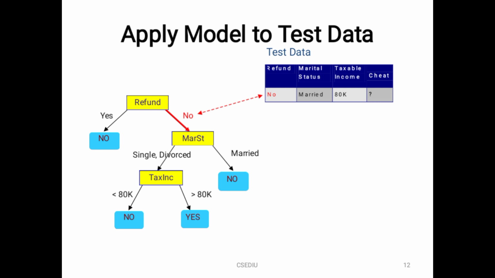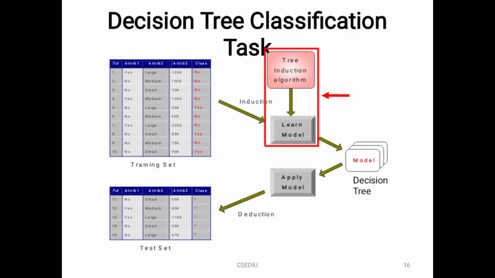Here also, refund is no, and that's testing data. Then marital status is also testing data. Then married, then assign cheat to no. No means it's a leaf, it comes under the leaf node. Decision tree classification task: again training data, then the tree induction algorithm, then it learns the model, then the model comes under decision tree, then deduction.